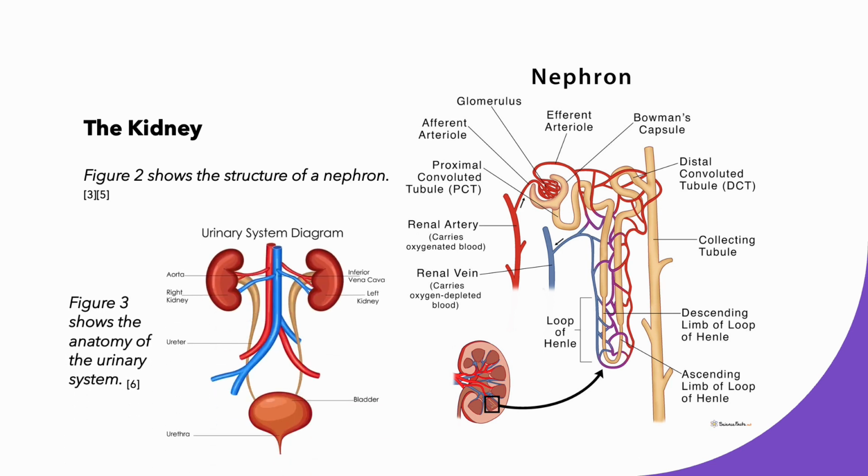Here in figure 3, we have the anatomy of the urinary system. So finally, urinary excretion occurs where the urine travels to the ureter, gets stored in the bladder, and then gets excreted from the body.